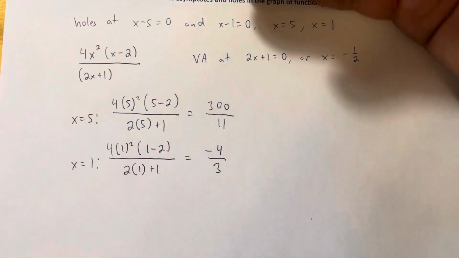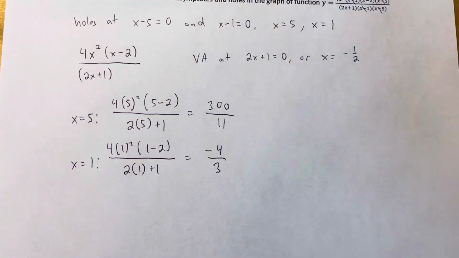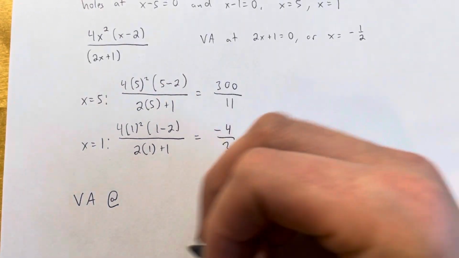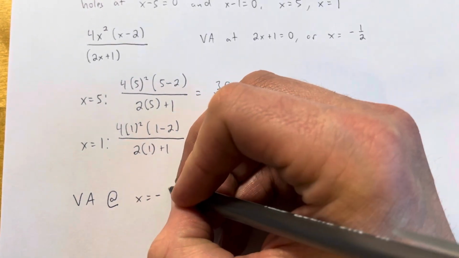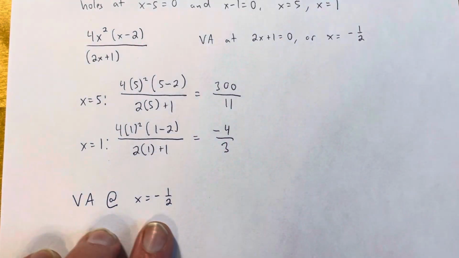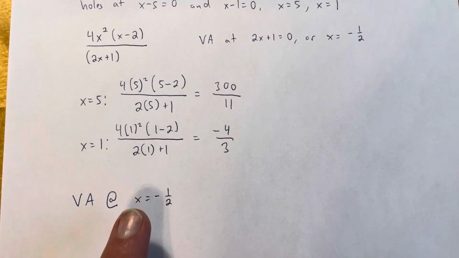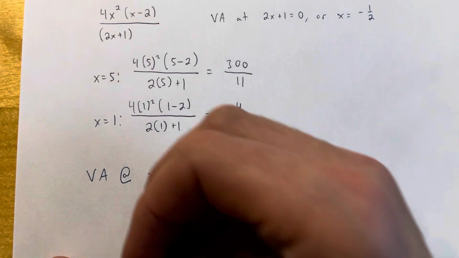All right, so I've done a bunch of work. Let's summarize our results. So I have a vertical asymptote at x equals negative 1/2. It's okay to use this shorthand, at least for homework and stuff. I know what VA stands for, and that's obviously an at symbol. So this tells me vertical asymptote at that line right there.